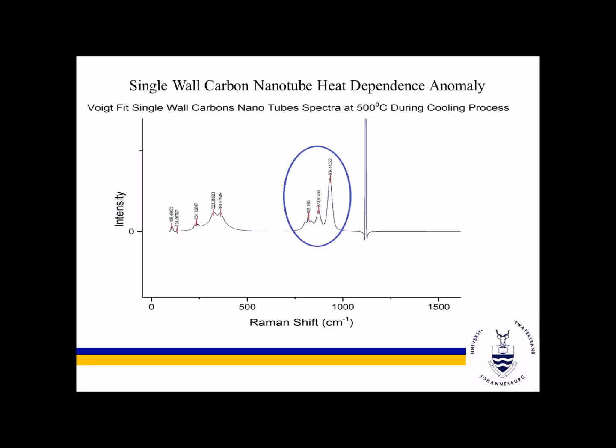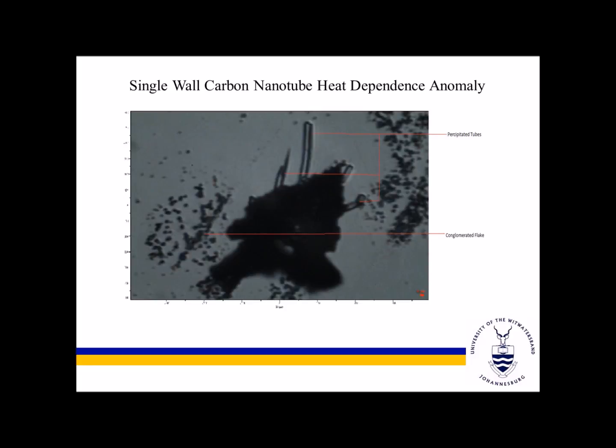So we decided to have a look at the sample under a microscope, and this is what we noticed. Due to heating, some flakes did flake off the main sample due to thermal expansion, but the flakes were extremely spread out. But as the temperature cooled down, they started to conglomerate in these little systems here.